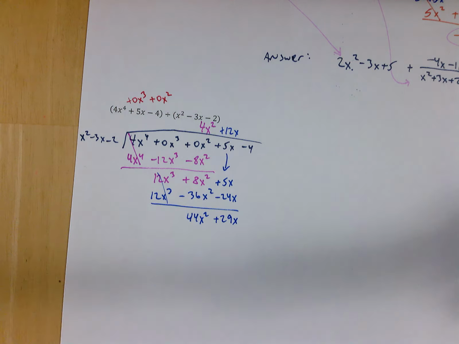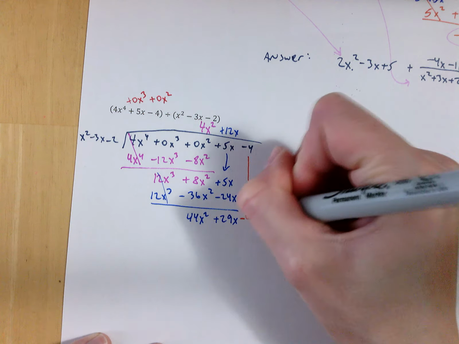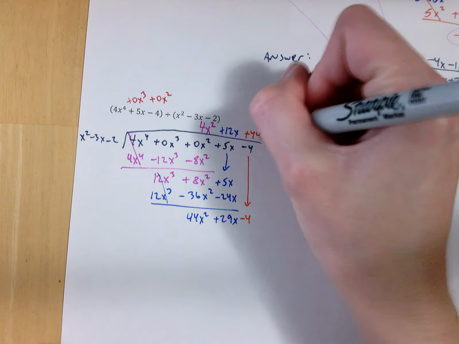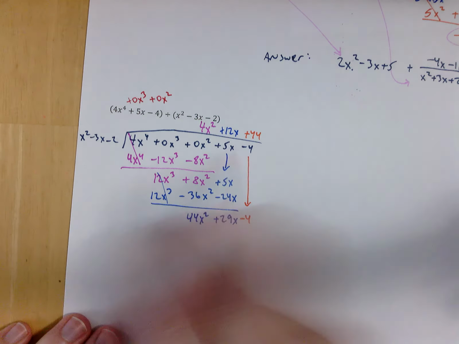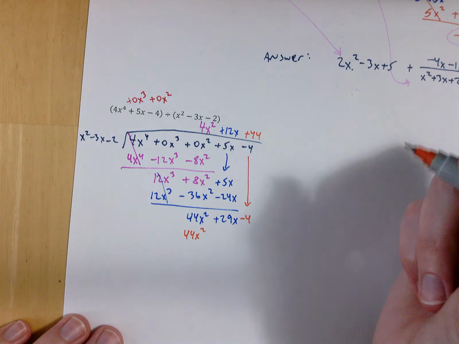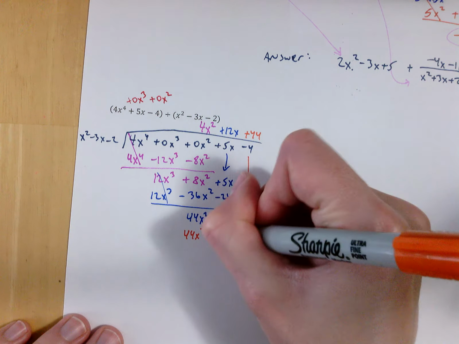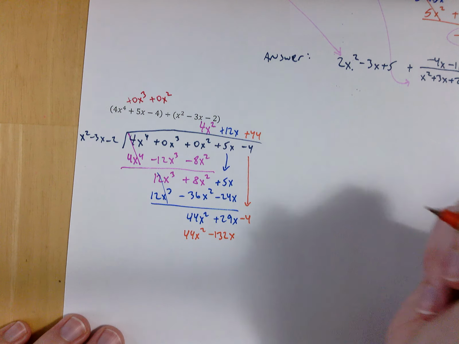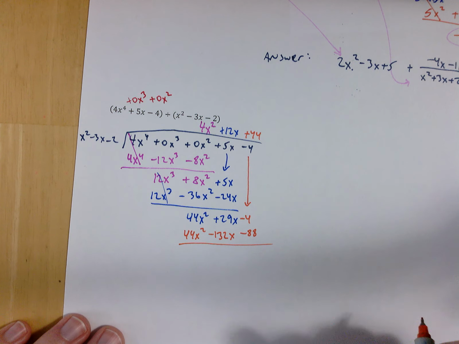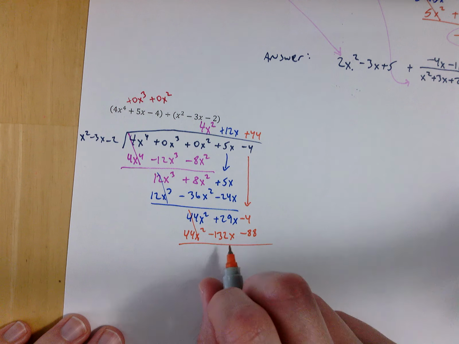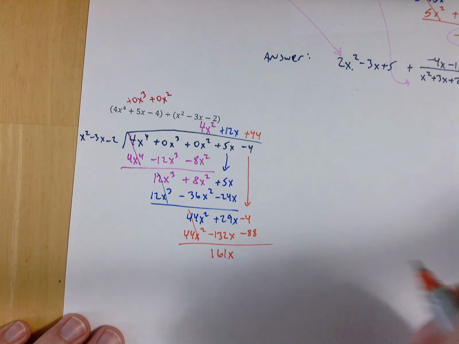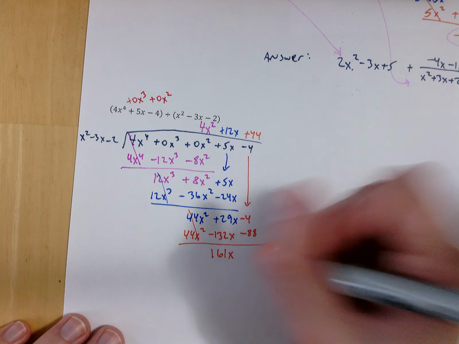All right, bring down my next term. So bring down the minus 4. Then we do the same thing. What do I have to multiply x squared by to get to 44x squared? 44. So we're going to have some big numbers here. 44 times x squared is 44x squared. 44 times negative 3x, you can use a calculator, negative 132x. And then 44 times negative 2 is negative 88. Okay, and then remember we're subtracting, so those cancel. 29 minus negative 132 is 161x. Negative 4 minus negative 88, so that's plus 88, so that'd be 84.